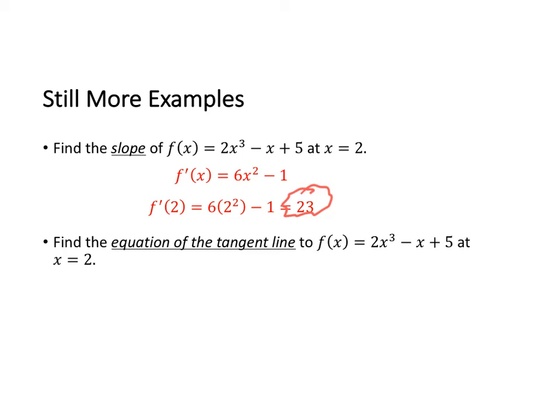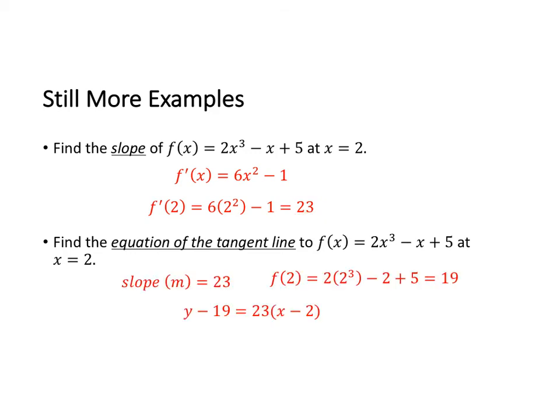Now let's look at the next one. Find the equation of the tangent line to this function at x equals 2. All right, so we've got the same function, right? So therefore we know the slope at this point. The slope is simply equal to 23.